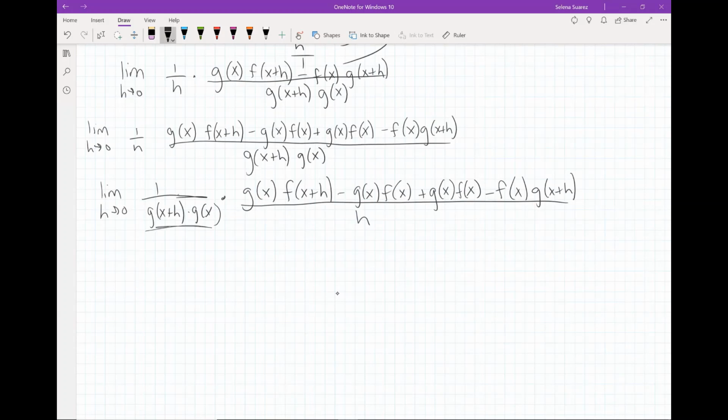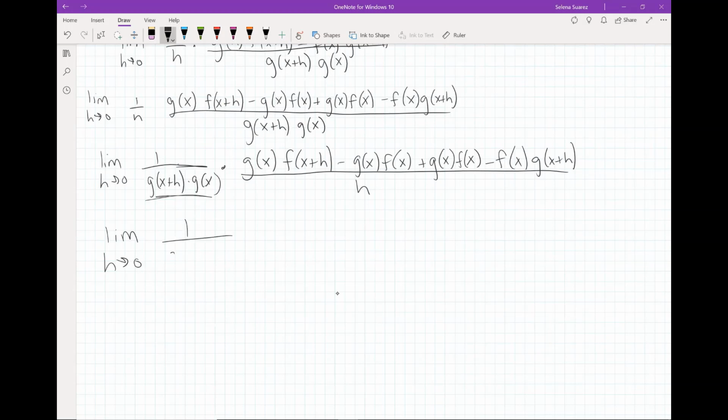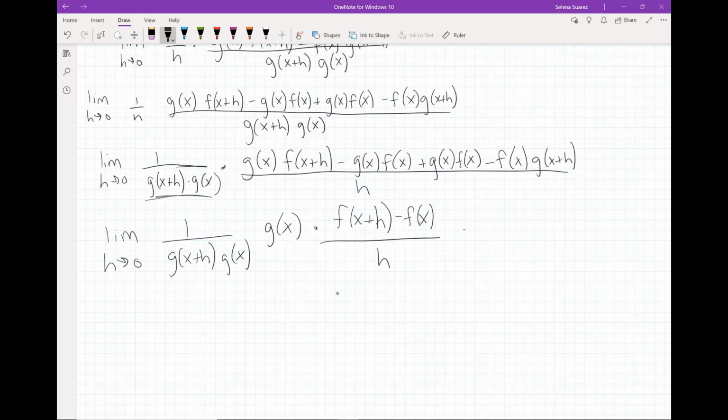So from here, we can start to pull out some of these functions. We can pull out a g of x and a negative f of x. If we do that, we'll get g of x here. And if I take out g of x from the top, I'm going to split these up into two fractions. The first one is going to be f of x plus h, if I factor out that g of x, minus f of x over h. So that's going to be the first fraction, and then I'm separating them.